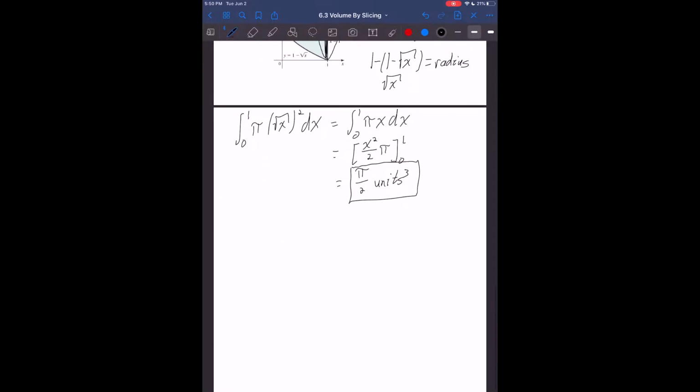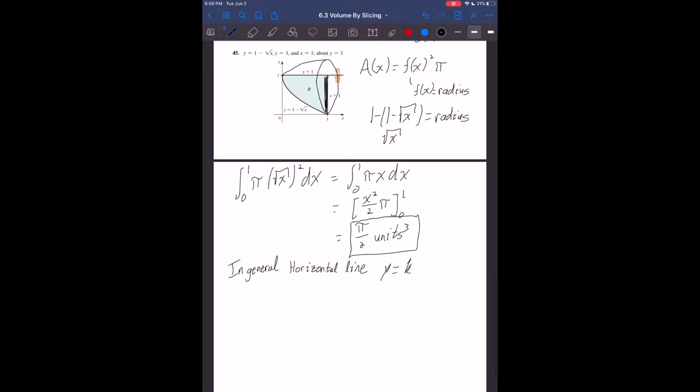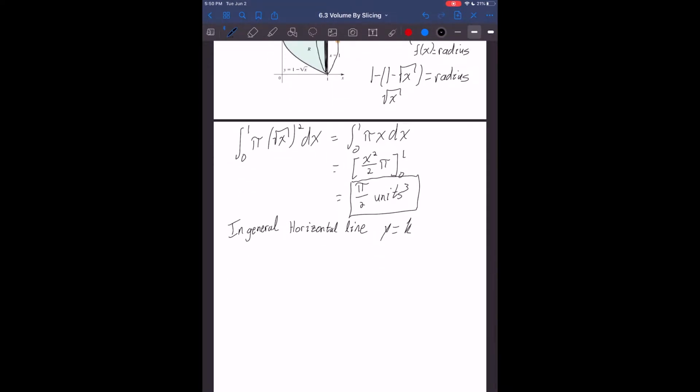is going to be. So in general, we're going to do different things if I have horizontal lines versus vertical lines, right? So if I have a horizontal line, and let's just say it's y equals k. We haven't used the letter k yet. Y equals k. I'm just going to figure out my radius now as the distance from that line.